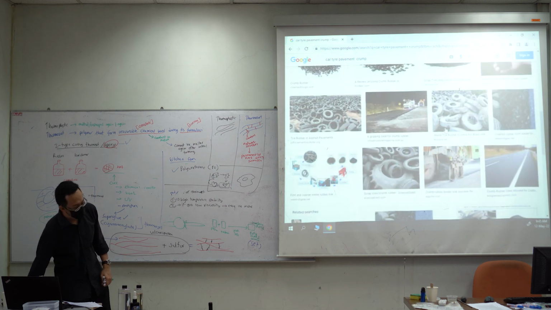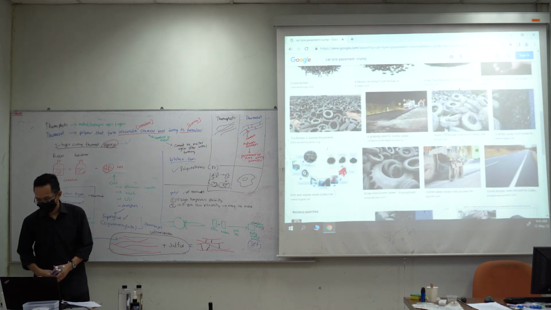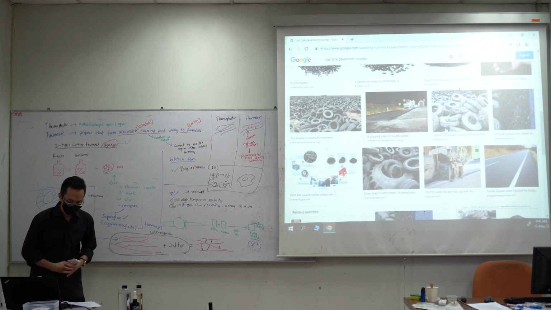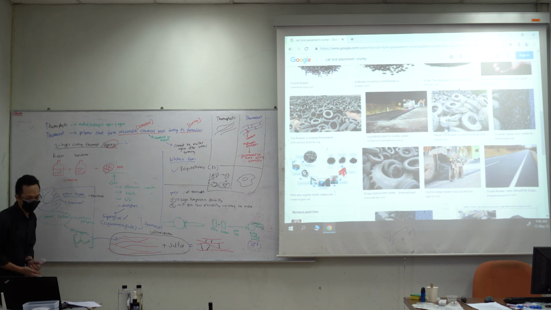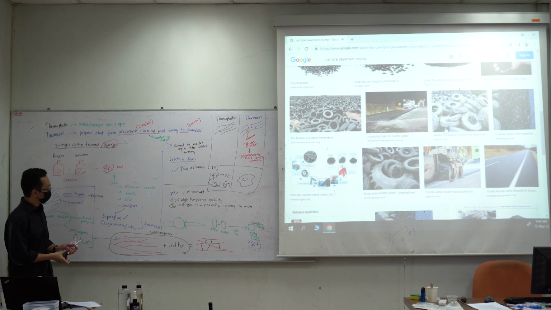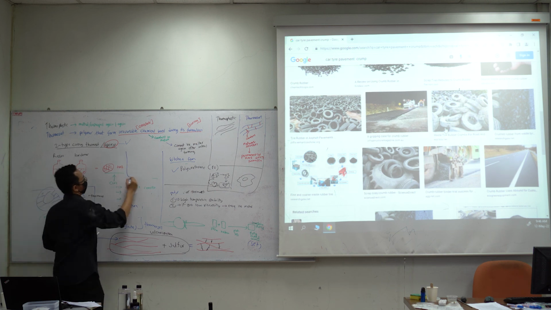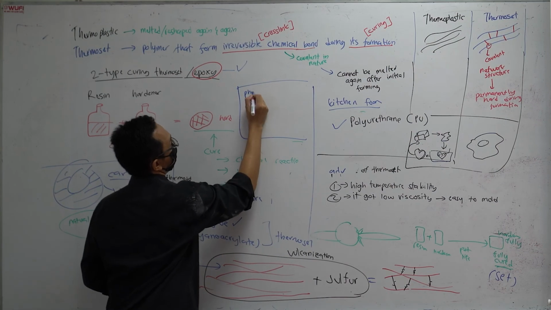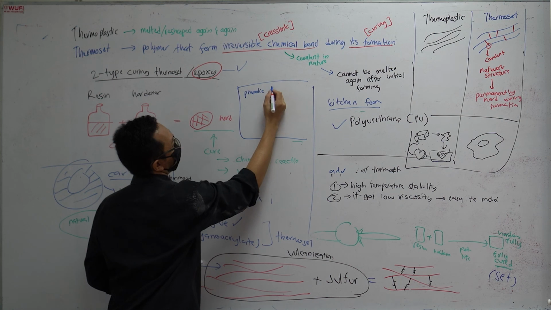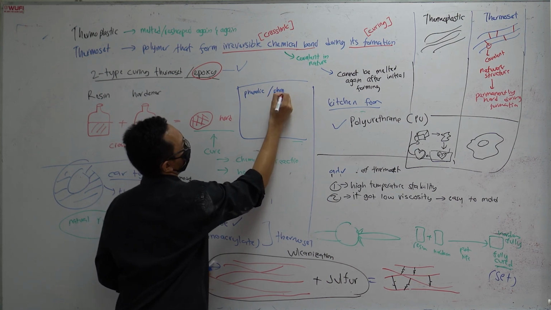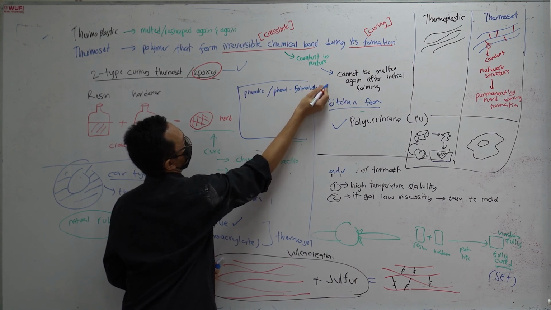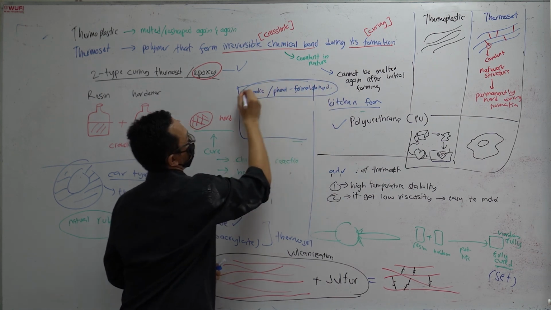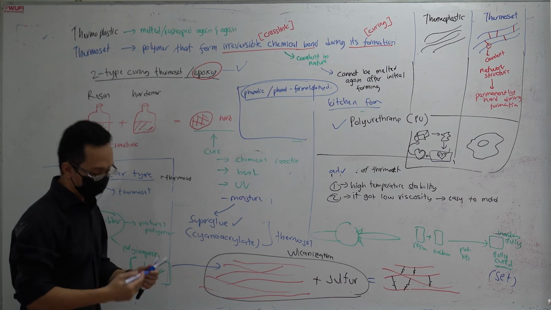So that is about the car tire. Car tire is also an example of thermoset. And the last example of thermoset is phenolic compound, or in other words, phenol formaldehyde. This is another example of thermoset.